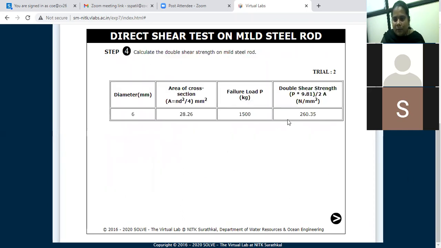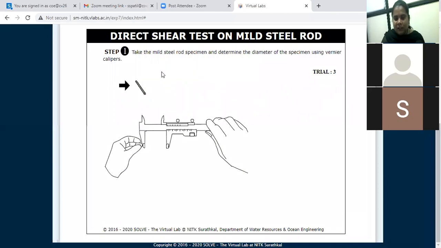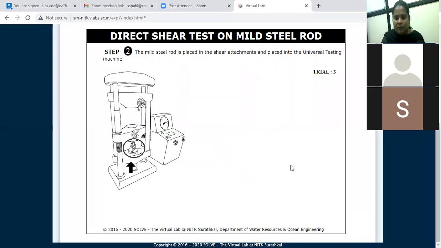After that, next step. For the second trial, the double shear strength is 260.35. Now we will take the third trial. In that, first you have to measure the diameter of the rod. So click on that rod. Automatically it measures the diameter, and the diameter of the metallic rod is 6.06 mm. Just click on that arrow. Now you have to adjust our metallic rod in this shear assembly.